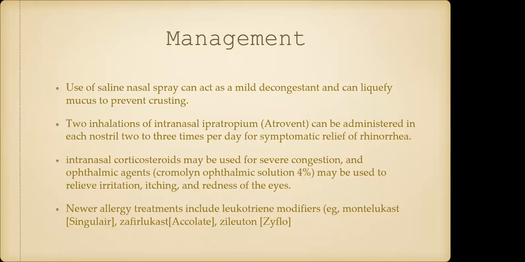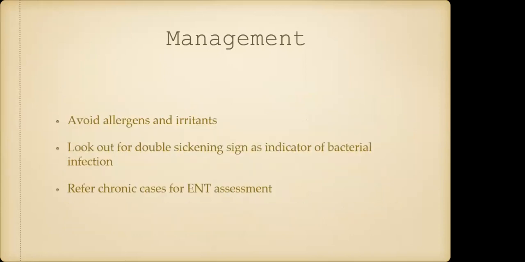So on top of the nasal decongestants, you could also have other medications that include leukotriene modifiers. In this case, we have the likes of Montelukast, which is usually an OD dosing for the patient. And this may be given for a more prolonged period of time. It's usually for cases of chronic allergic rhinitis. Yes, that is where you'd get better symptom relief.